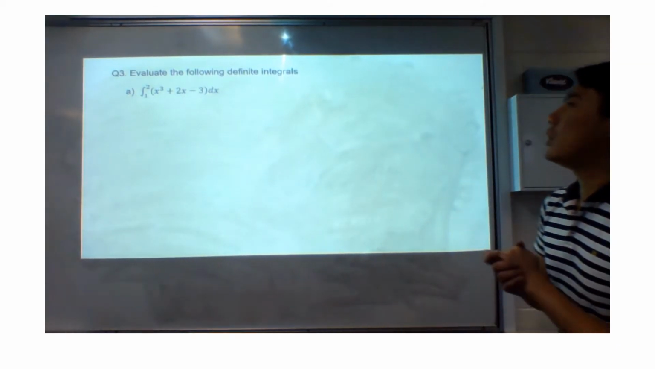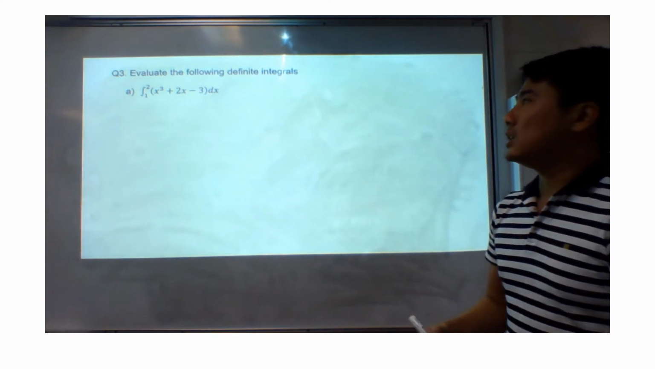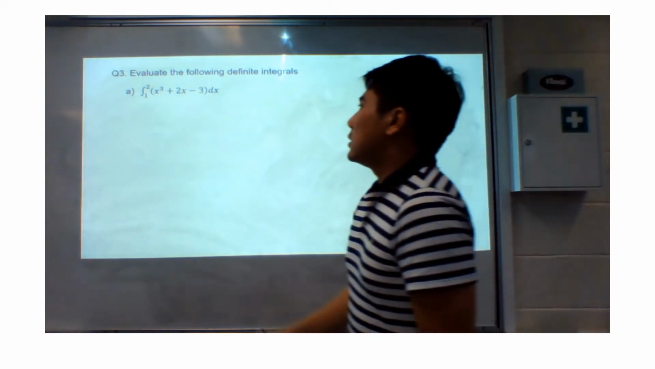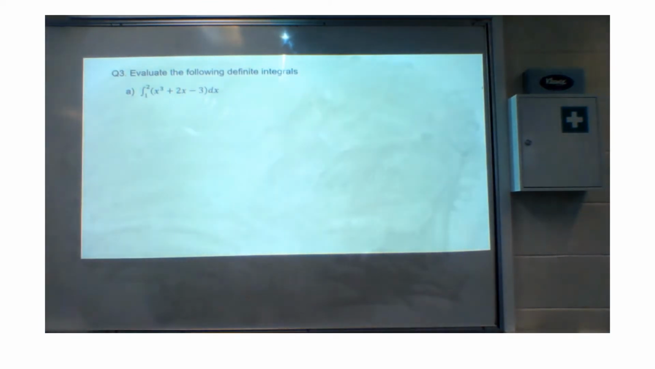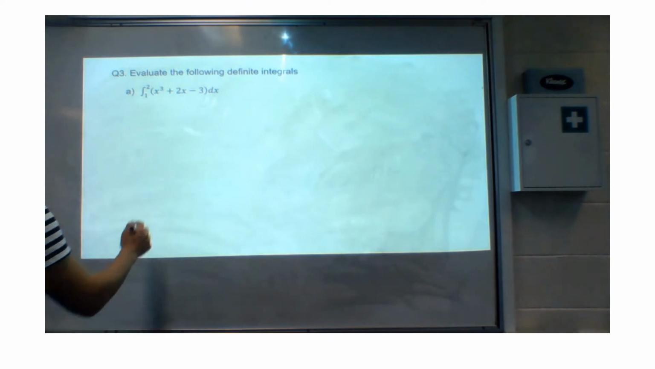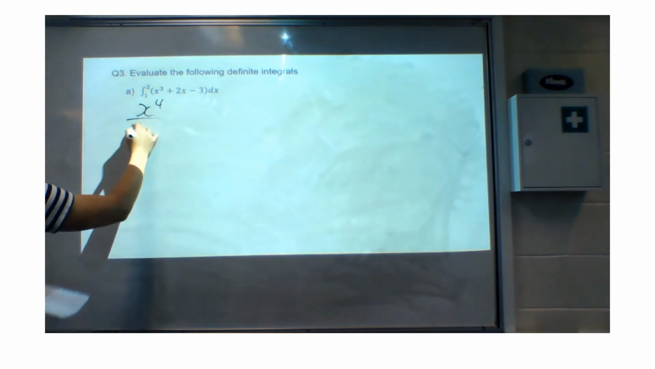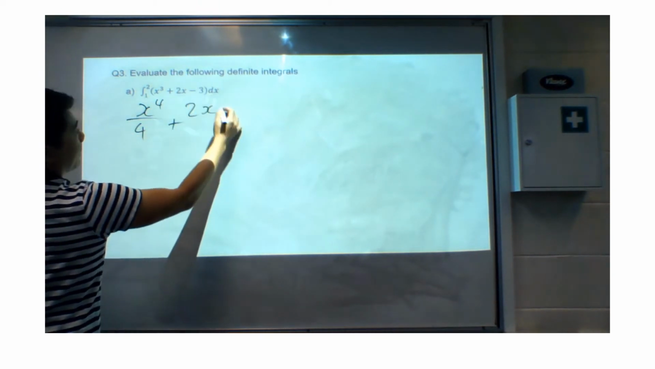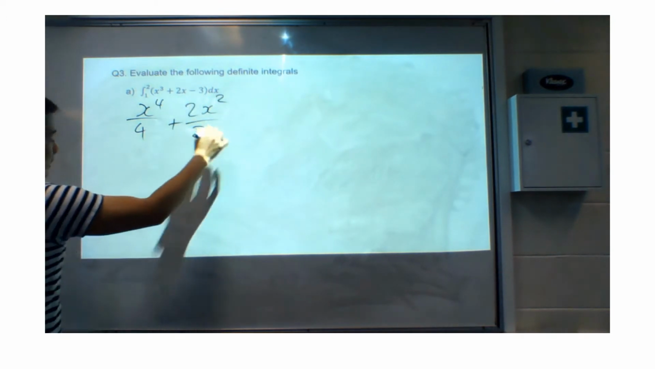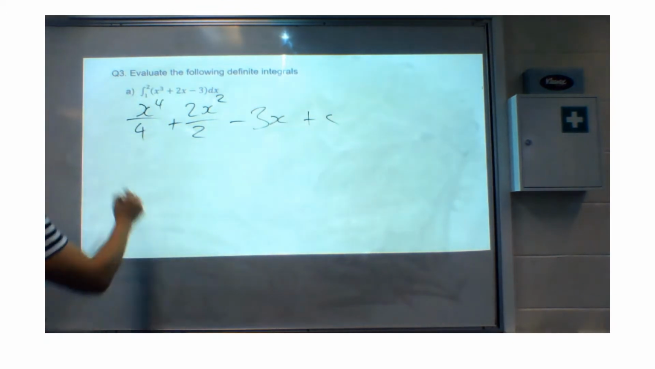Alright, so let's go on to integration. We'll look at 3a. Now we're looking at a definite integral. By now, you should have done these to death. I'm not going to spend too much time going through it. I'm just going to step you through what you need to do. We need to integrate each of these terms. x to the power 4 divided by 4, plus 2x, you raise the power, it becomes squared, and then divided by 2. The 3 will become 3x plus c.